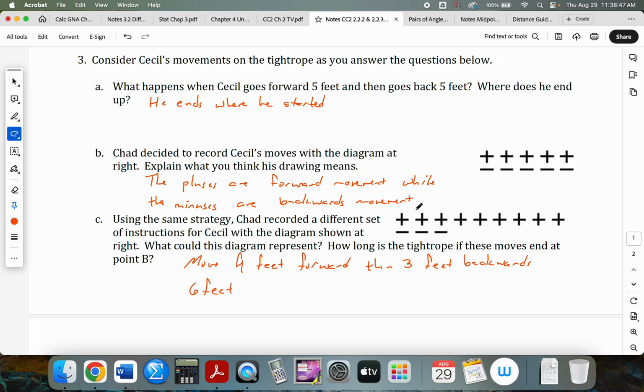A really quick way to do that is go, oh, all of this motion doesn't really count, does it? 3 feet forward, 3 feet back, who cares? The end result is 6 feet forward.